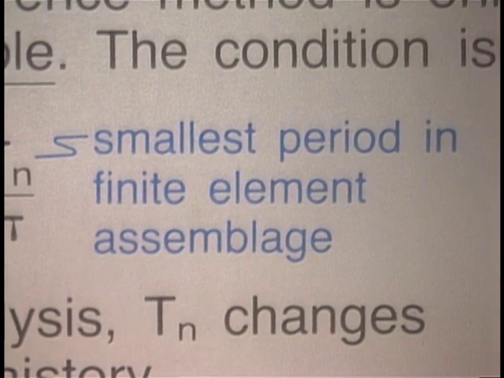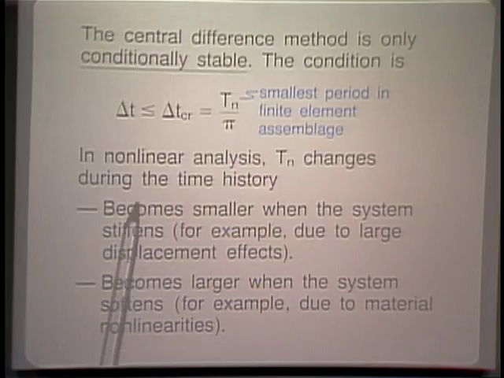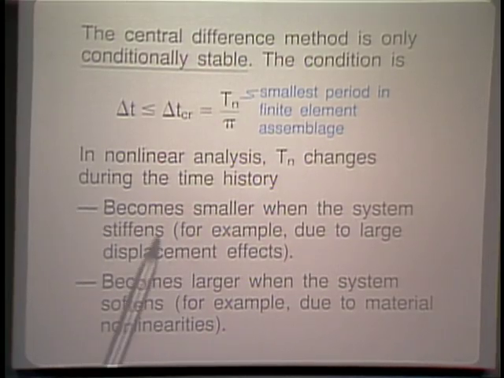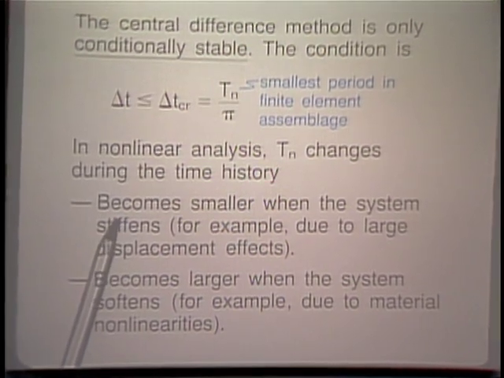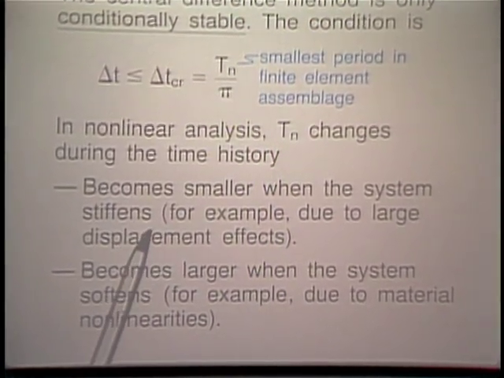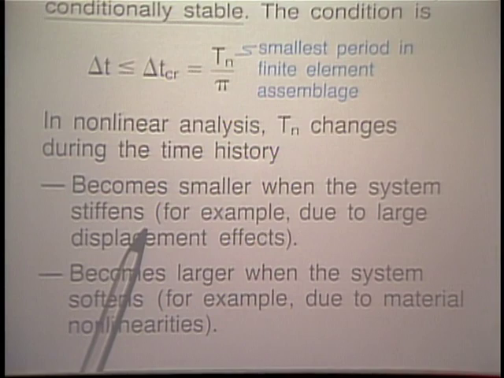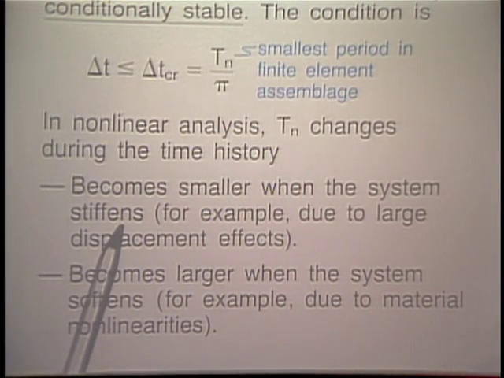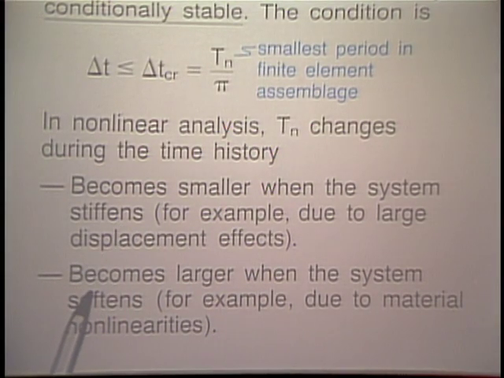In nonlinear analysis, of course, we have to recognize that Tn changes during the time history response. Tn would become smaller if the system stiffens, for example, due to large displacement effects. And Tn would become larger if the system softens due to elastoplasticity effects.